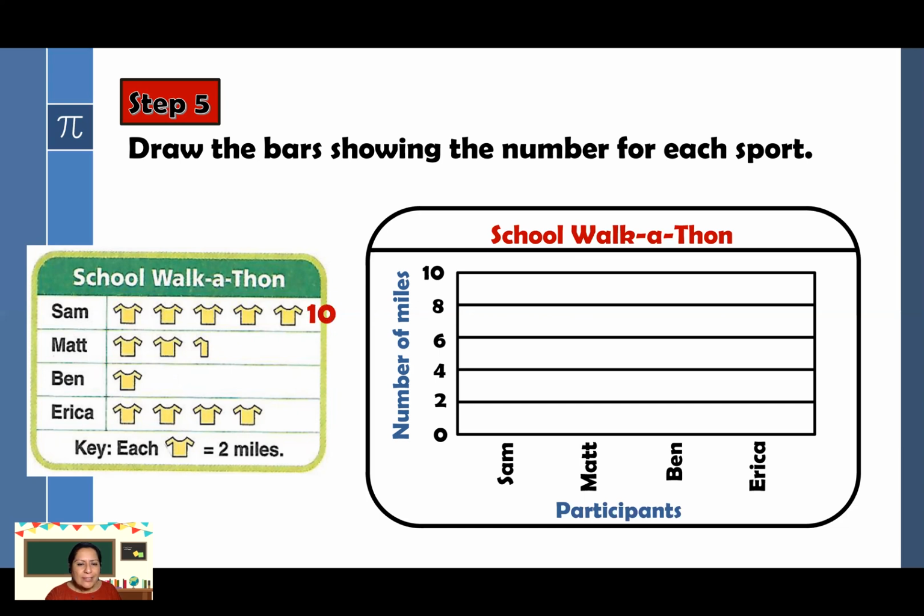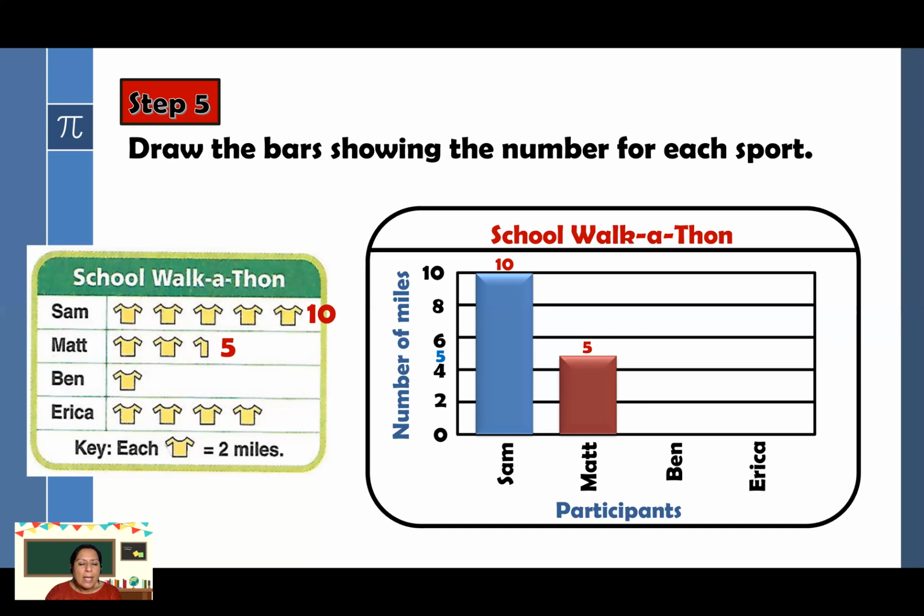So I know that Sam has walked 10 miles. So I'm going to find Sam, and he walked for 10 miles. Then Matt walked for 5 miles. I'm going to find Matt, and I'm going to stop in 5. But I noticed that I don't have a 5 here. I have 4 and 6, so I know that 5 was in between 4 and 6, so I'm going to place it there. And when I draw my bar, I'm going to stop right in between 4 and 6. I'm going to label it, so I know it's 5.